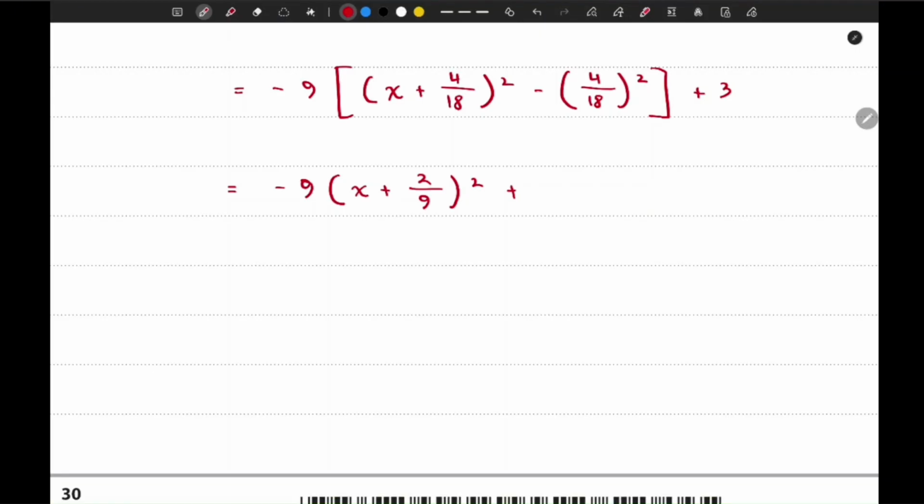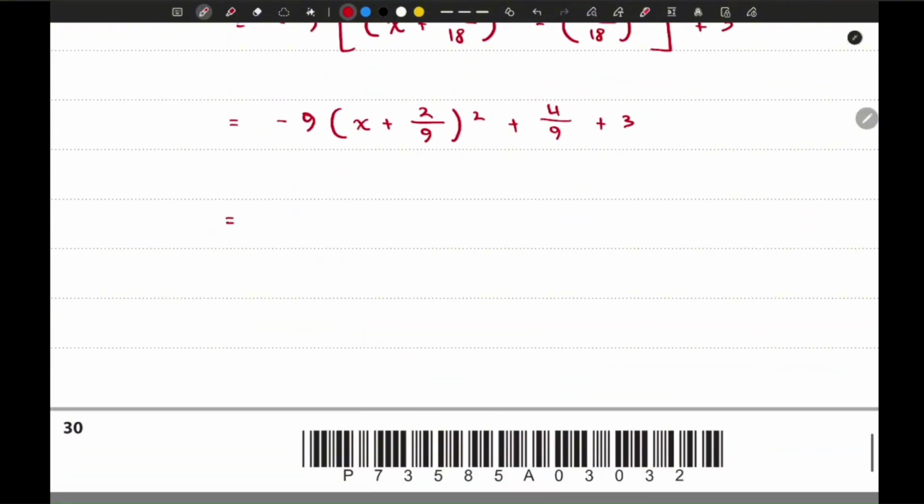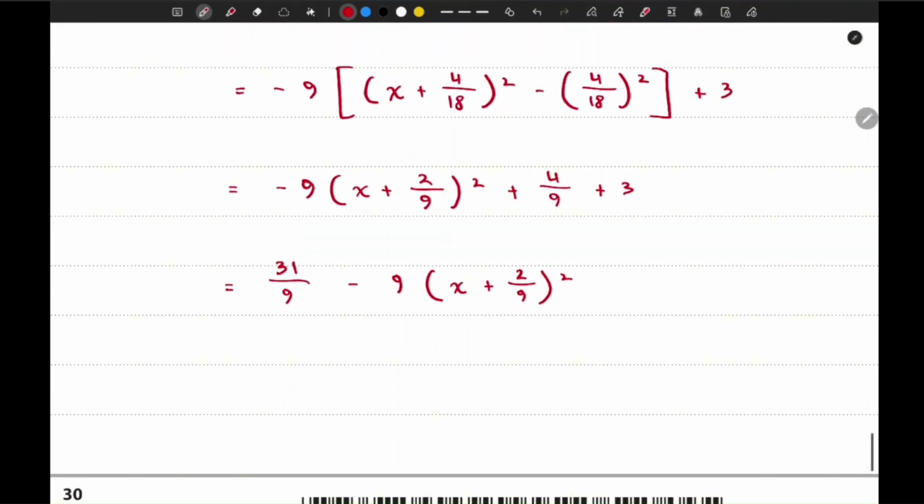And the value of this is 4 over 9 plus 3. So if we simplify this, this will give us 31 over 9 minus 9 times x plus 2 over 9 whole squared. So this is the answer to your question.